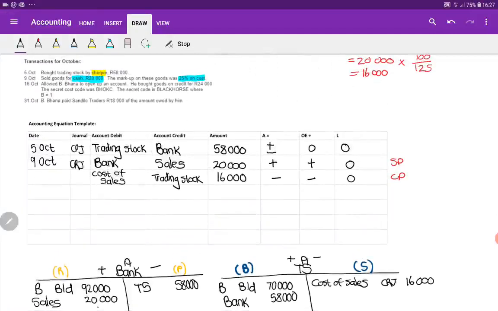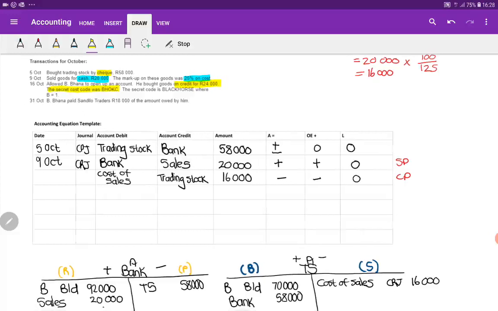On the 16th, allowed Bono to open an account. This means that we've allowed a customer to buy on credit. He bought goods on credit for 24,000. The secret code BHOKC was used. So this means we need to calculate the cost using the secret code method. So number one, identify the selling price. The selling price is 24,000.